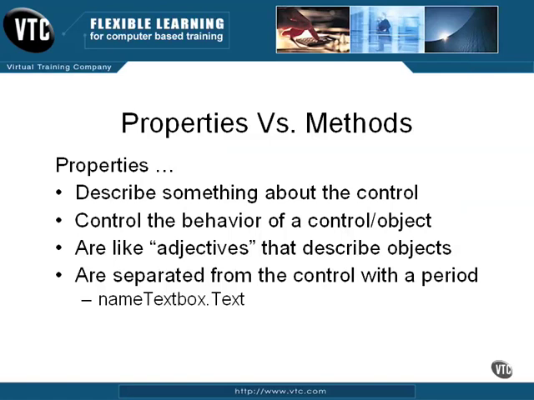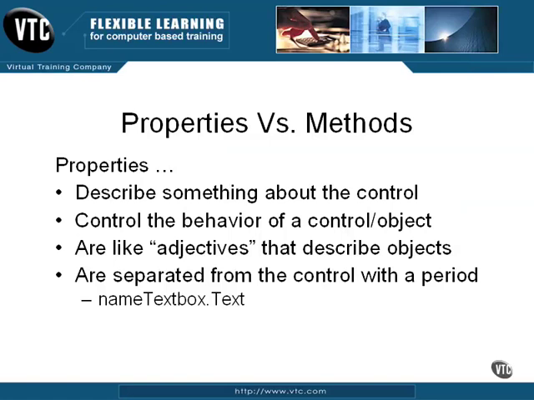You want to think of properties as if they are adjectives that will describe objects, much in the same manner as adjectives describe nouns in English. Properties are separated from the control with a period when writing them in code. For example, nameTextBox.Text. The control is nameTextBox, and the text is the property.